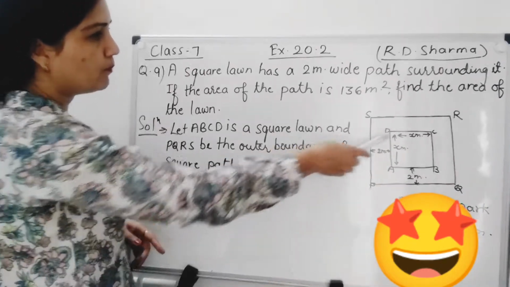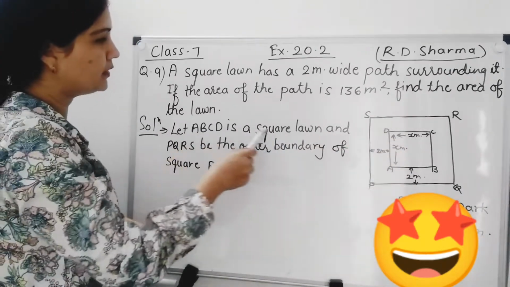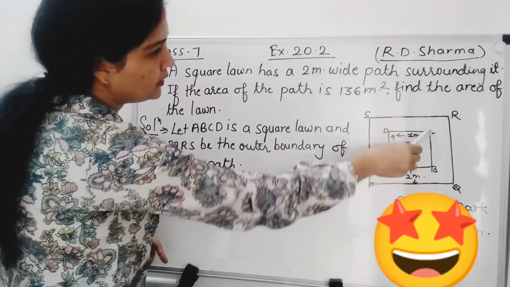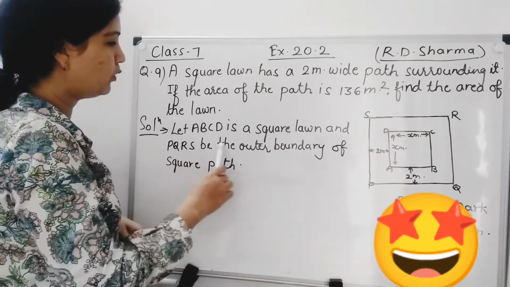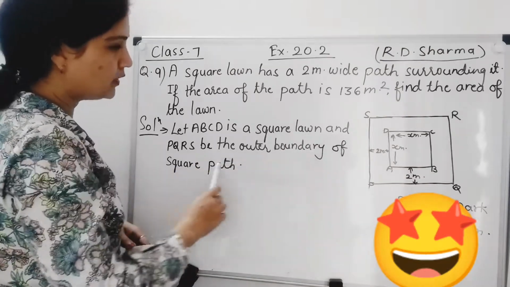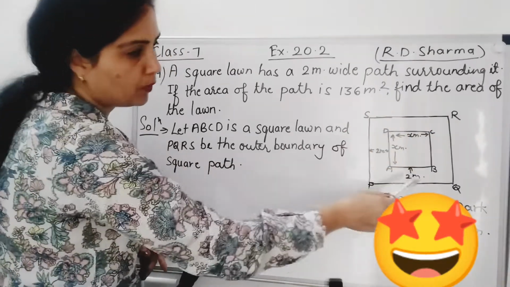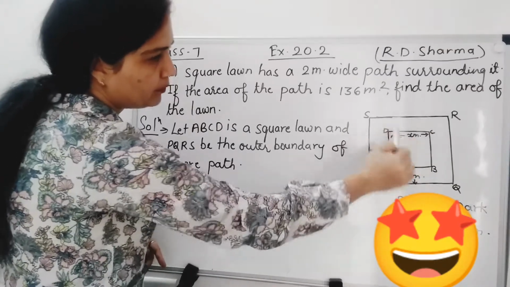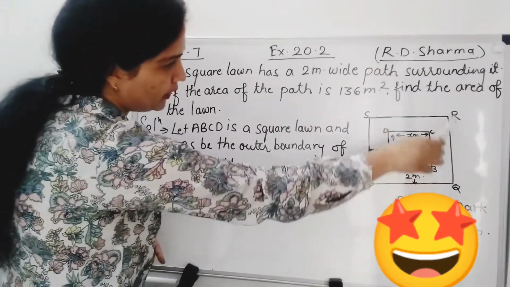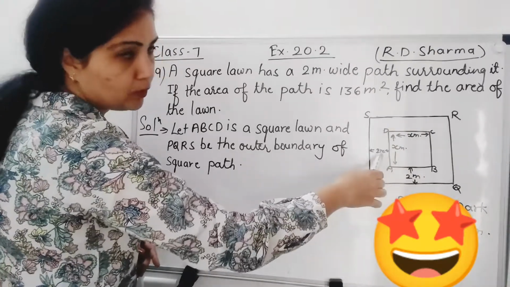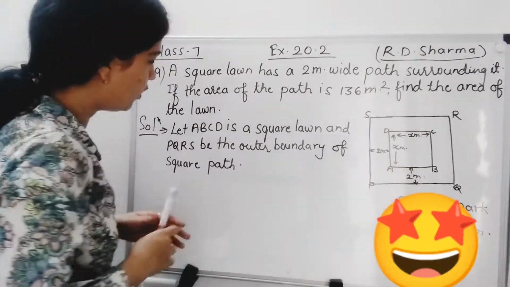So one square lawn is given. I have assumed let ABCD is a square lawn whose length and breadth is x meter, and PQRS be the outer boundary of the square path. There is a 2-meter wide path between both of them. So we'll find out the area of PQRS, then subtract. By using that we can find out the answer. So let's see what we will do.